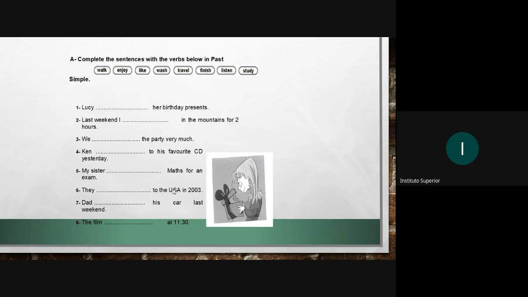Lucy, her birthday present. What do we need there? What is there? No idea. Like, Lucy, it could be both enjoy or like. ¿Verdad que sí? It could be both, yes. Lucy enjoys or Lucy likes her birthday present. Yeah, why not? Now, listen up. Please decide on one. And of course, we're talking about simple past, so put it in simple past.